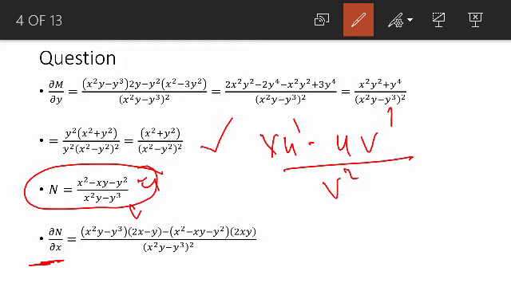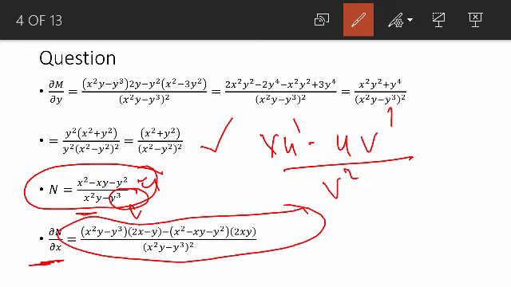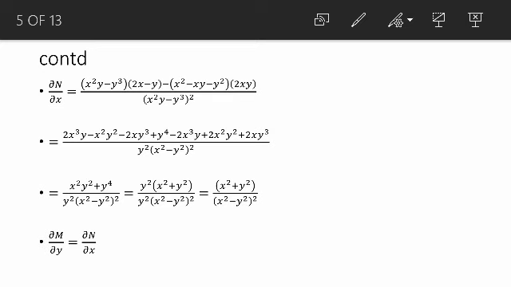Then minus your u, which is x squared minus xy minus y squared. Then v prime, when you differentiate v with respect to x, you're going to get just 2xy. That's because when you differentiate y cubed with respect to x, it is 0. So that is how we got this, then all over v squared. So we continue here. This is what we got.